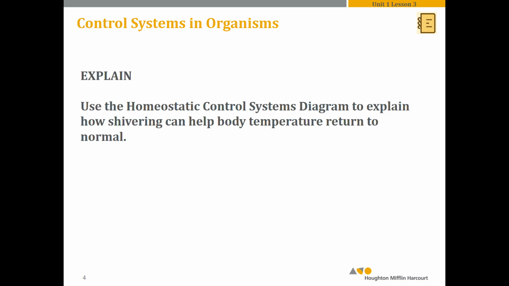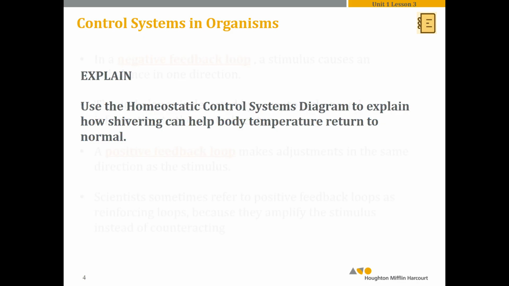Use the homeostatic control system diagram to explain how shivering can help your body temperature return to normal. If we are feeling cold, it means that our body temperature is getting below the normal temperature. The shivering will enable more heat production in our body, and it will make sure that the constant body temperature stays the same.